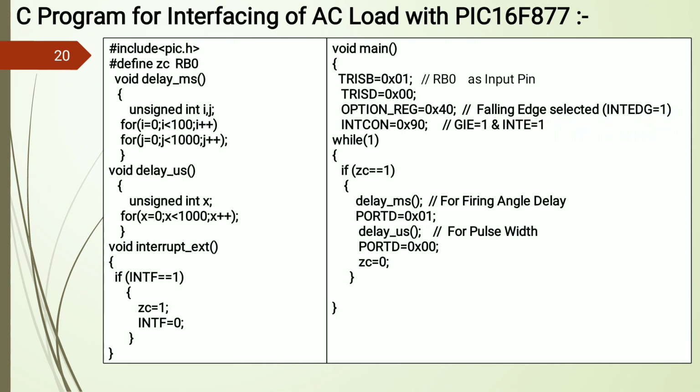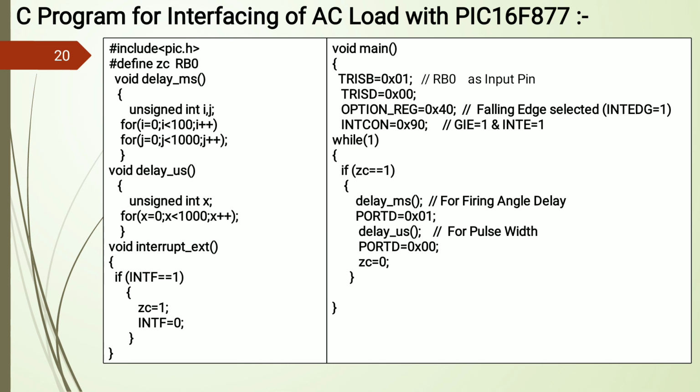So if we select falling edge, we need to define INTEDG equal to 1. Here we have mentioned the OPTION register is equal to 0x40. So in this case we select INTEDG equal to 1, so we are selecting the falling edge for the external interrupt.